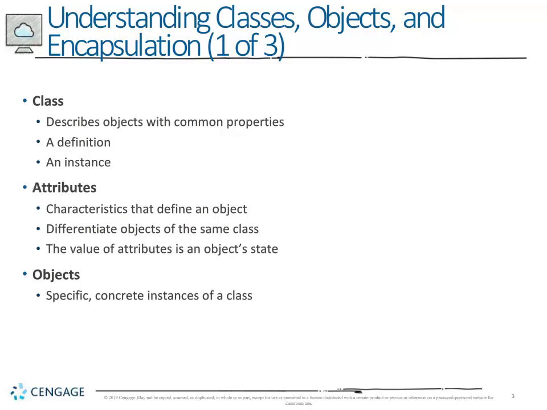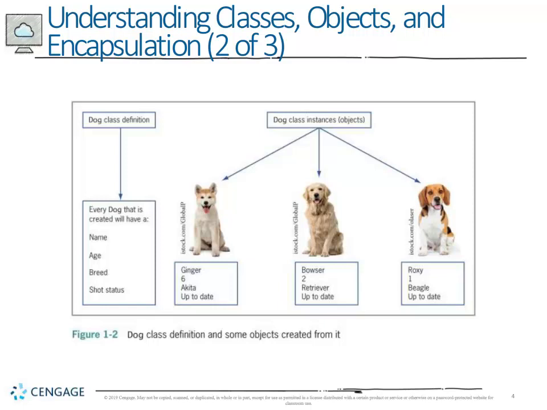A class is like an object constructor or blueprint for creating objects. An object is a specific, concrete instance of a class. Creating an instance is called instantiation. A class definition describes what attributes its objects will have and what those objects will be able to do.